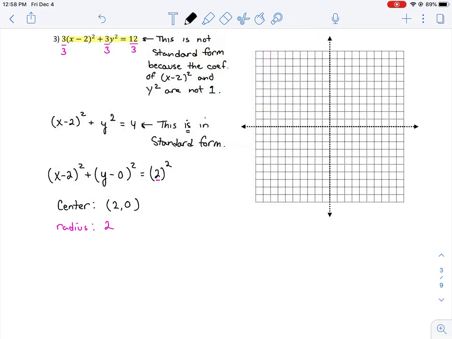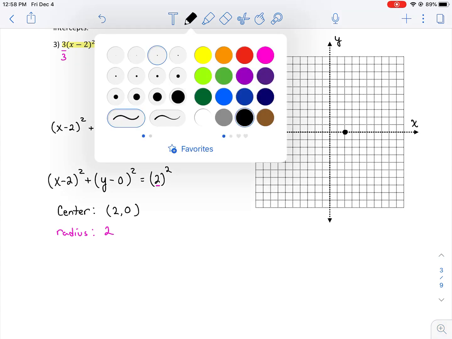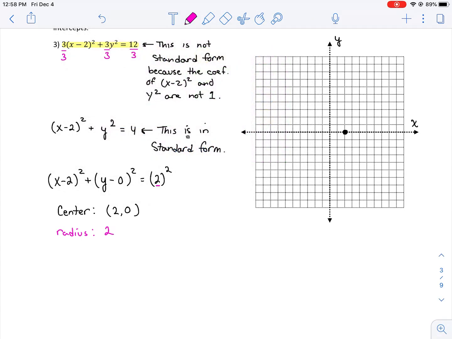Okay, so I'm going to place a point where the center of the circle is located, and that's going to be right here. And the horizontal axis is x, and the vertical axis is y. Next, I'm going to place 4 points that are exactly 2 units away from the coordinate 2, 0. That's going to be here, here, here, and here. And I'm going to connect those 4 points with a circle. All right, and there you have it.